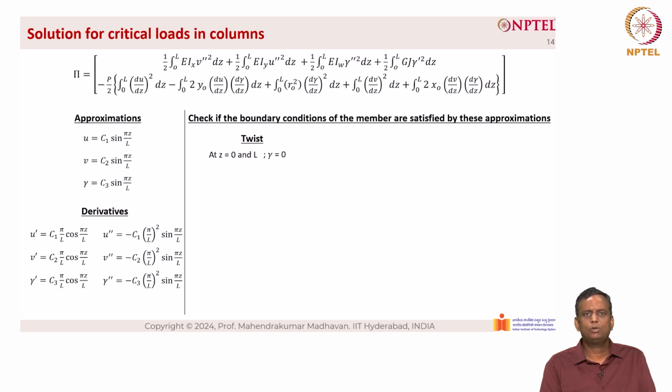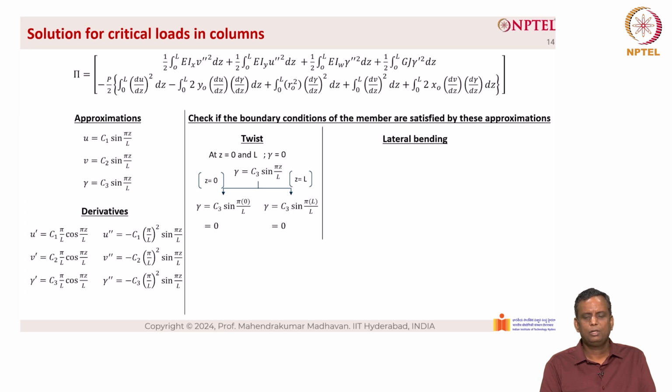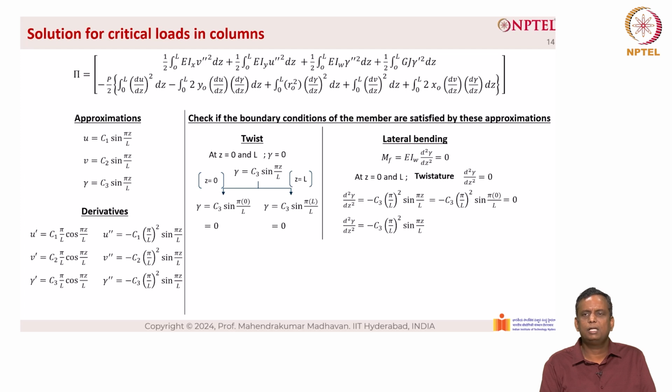Now, for twist at z equal to 0, L, gamma equal to 0. Gamma is given as C3 into sin(pi z by L). So, at z equal to 0, gamma equal to 0, and at z equal to L, again gamma equal to 0. Now, for lateral bending, M sub F represents the lateral flange bending, which is given as EIW into d square gamma by dz square, which is equal to 0. So, at z equal to 0 and L, the twist curvature, which is defined as d square gamma by dz square, is equal to 0. As you can see, when we substitute z equal to 0, it is 0. Similarly, when we substitute z equal to L, again it becomes 0.